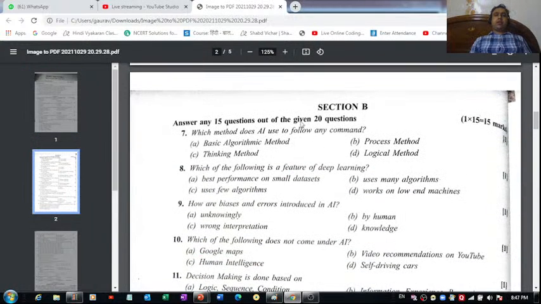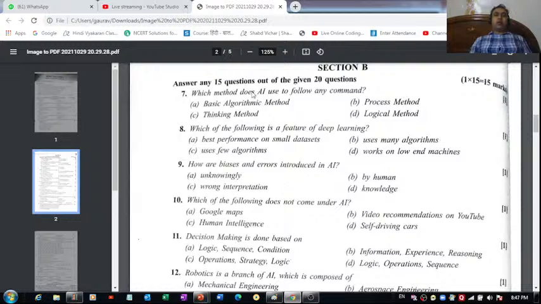Then we have section B. Here we are given 20 questions. Out of these 20 questions, we have to do any 15. Completely fine. Let's come to question number 7.